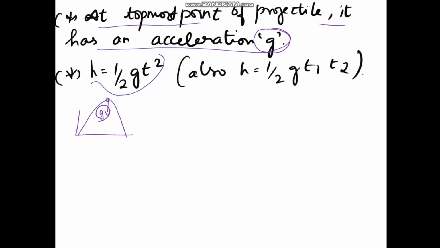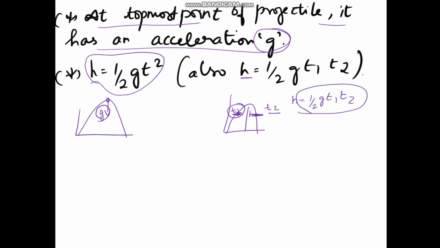And we know the formula h is equal to 1 by 2 g t square. And suppose they are giving that in the projectile motion, the ball reaches the same height at two different time intervals t1 and t2. Calculate the height reached, that is 1 by 2 g into t1 into t2. That is, if the same height is reached at two different time intervals, then you use this formula.